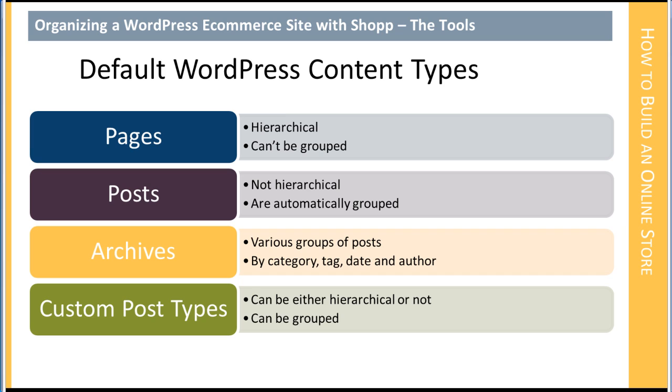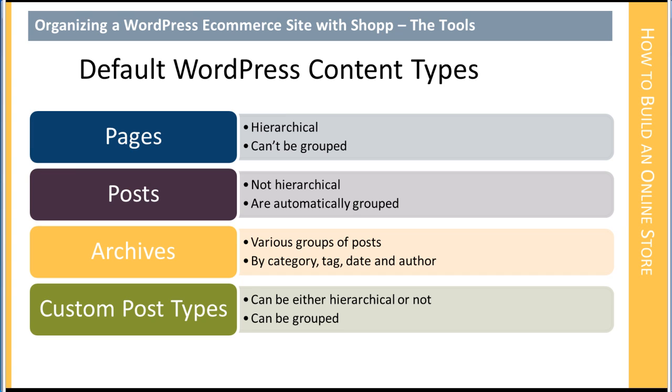But what we're going to do now is talk specifically about WordPress and about Shopp, and how they each bring their own specific tool set that we can employ to organize our site. And so we're going to start off by talking about the WordPress default tools. And WordPress has essentially two big tool sets. The first tool set is its content types, and the second tool set is its organizational elements.